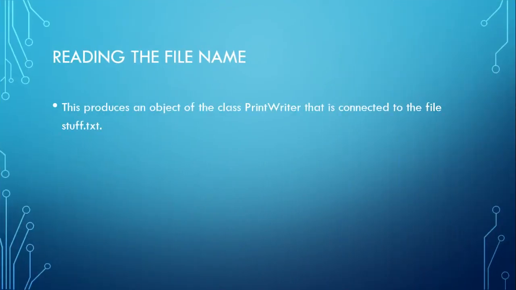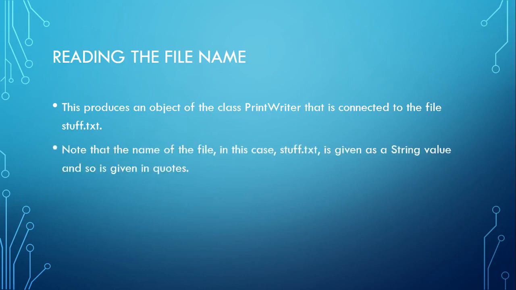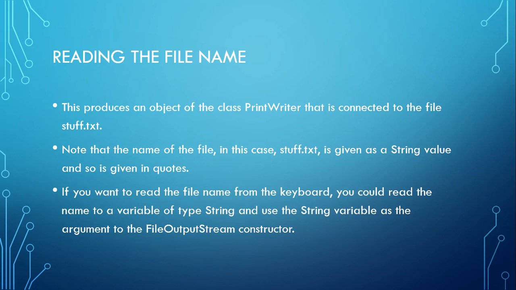All right, now reading the file name. Of course, if we run the code that we just saw, it's going to produce an object of the class PrintWriter that's connected to the file stuff.txt. Now note that the name of the file, in this case stuff.txt, is given as a string value, and so is given in quotes. If you want to read the file name from a keyboard, you could read the name to a variable of type String, and use the String variable as an argument to the FileOutputStream constructor.